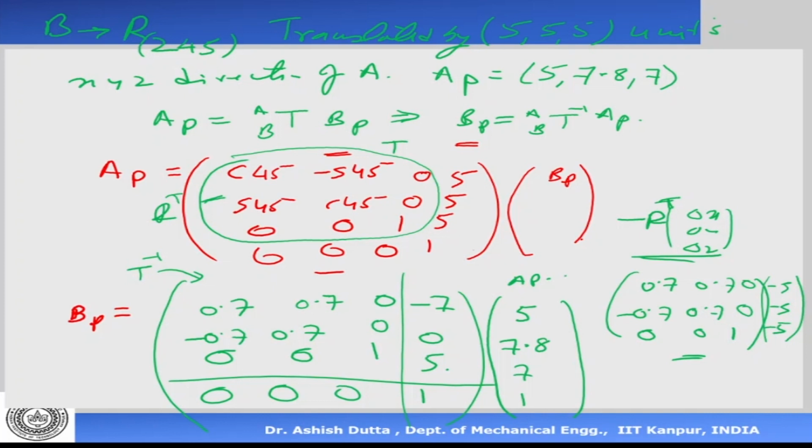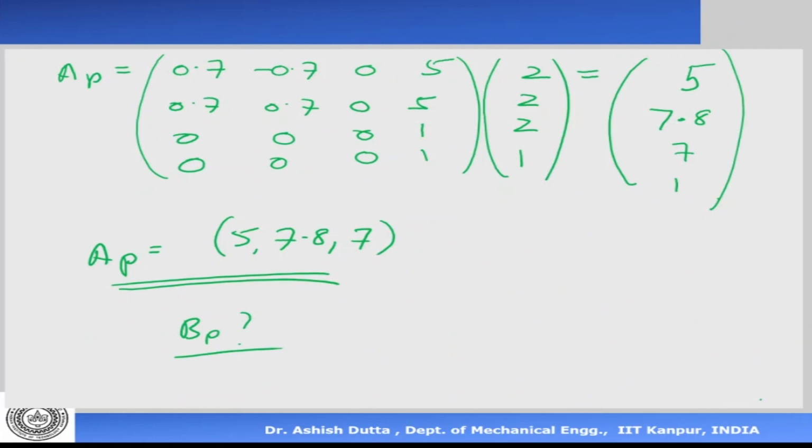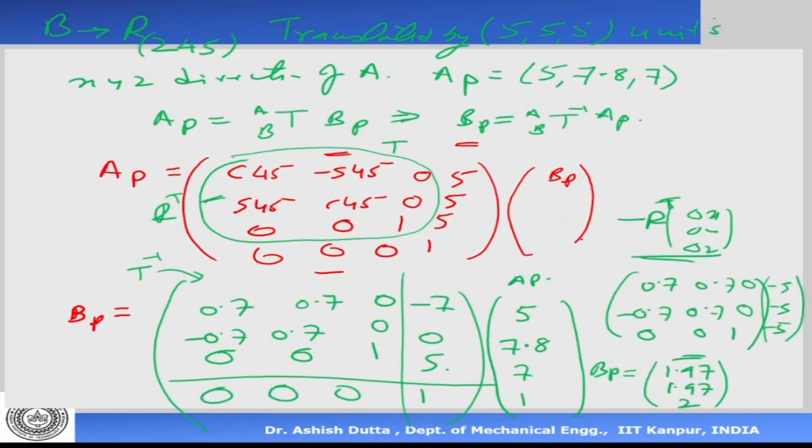If you multiply it out, BP is equal to 1.97, 1.97, and 2. So we are getting back BP. We said in the previous case that BP was equal to 2, 2, 2, and this was AP. So I gave you AP and said you find BP. I input AP here, multiplied with the inverse of the transformation matrix, and I got BP.